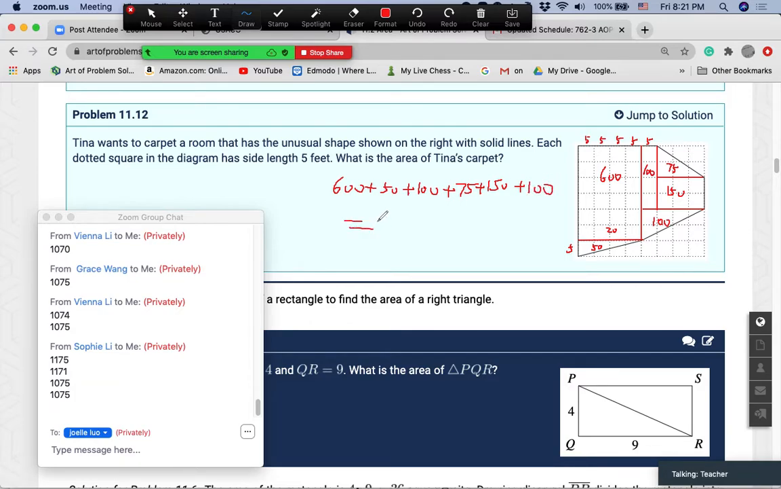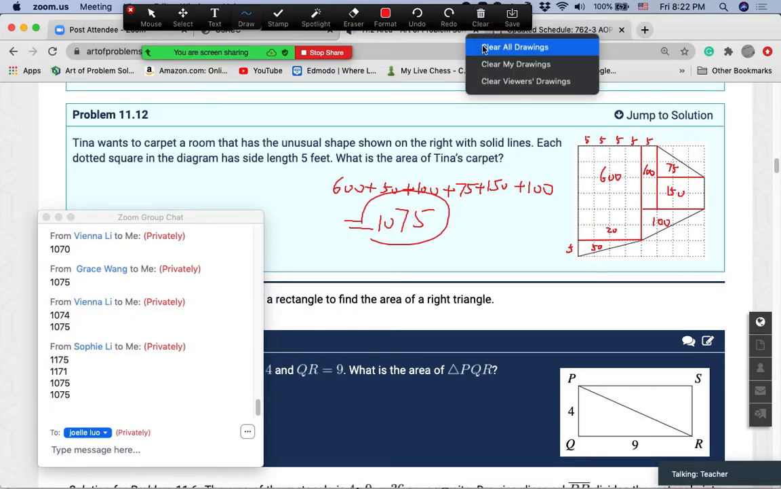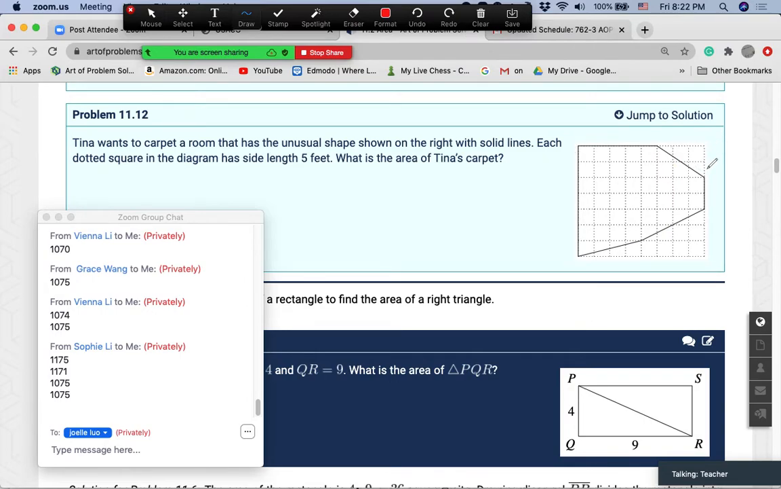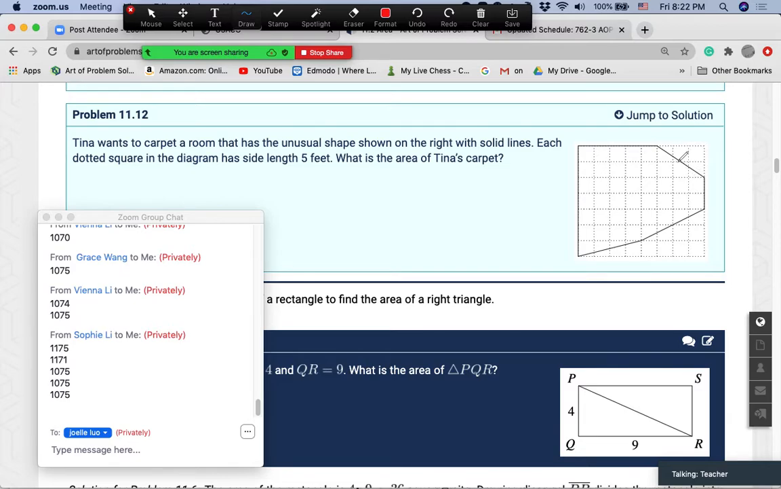This will give you the answer, equals 1075. This one is the correct answer. Okay? So this is one way. Another way, you can do it this way. You calculate the outside, later you subtract that area from this big rectangle. So you can do it this way.